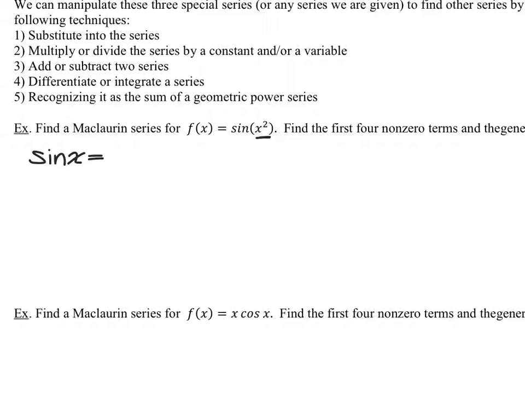All right, so we know that it's 1 minus 1 over 3 factorial x cubed plus 1 over 5 factorial x to the 5th minus 1 over 7 factorial x to the 7th, and so on. All right, muscle memory at this point because we've tackled this kind of thing a bunch of times already.